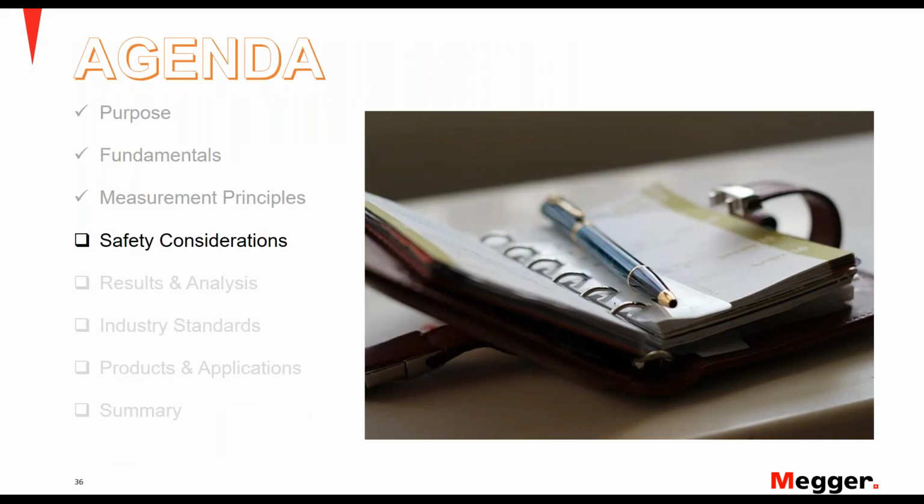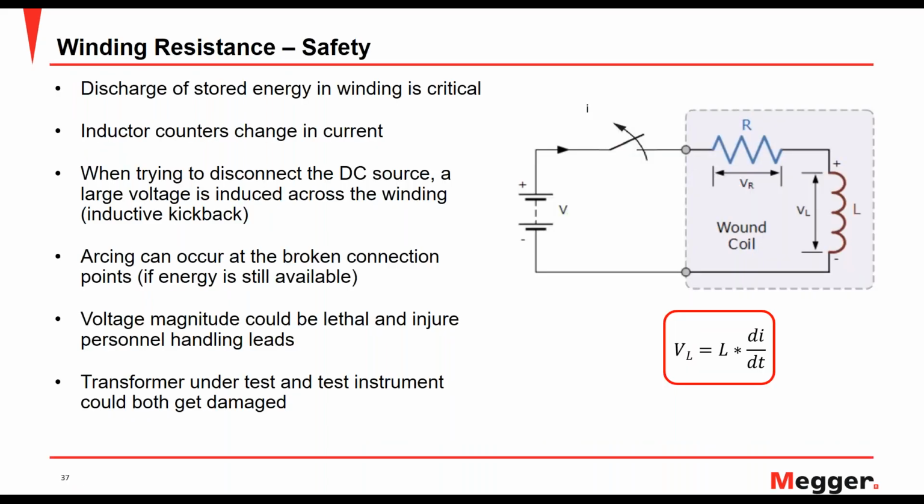Now we understand the measurement principles for winding resistance. So let's look at an important aspect, which is safety considerations. And the safety discussion for winding resistance is probably one of the most crucial in understanding the whole test. So at the beginning of our winding resistance discussion, we stated that the inductive nature of the winding will not allow a change in current. And the same concept has now to be applied after the test is complete. So you have selected the correct test parameters, you have completed the test, and you have a good measurement.